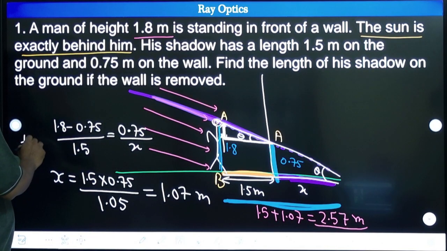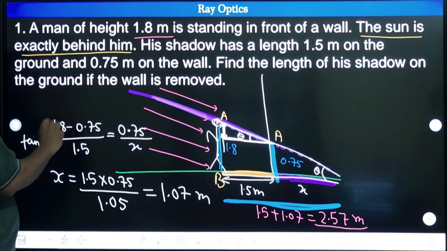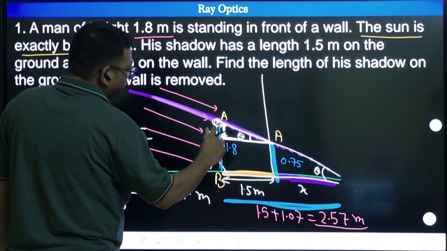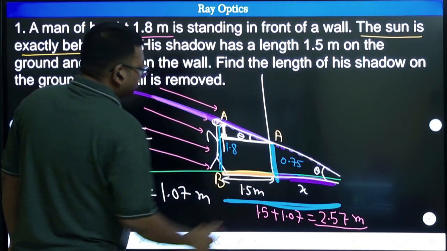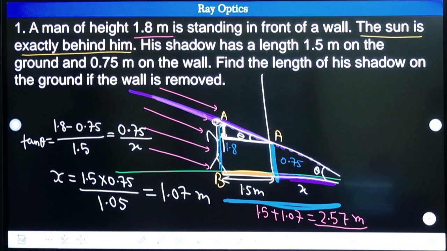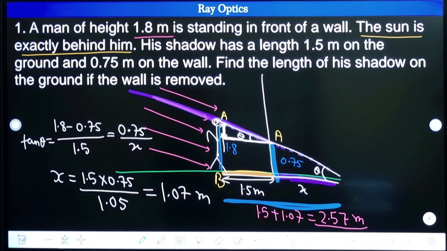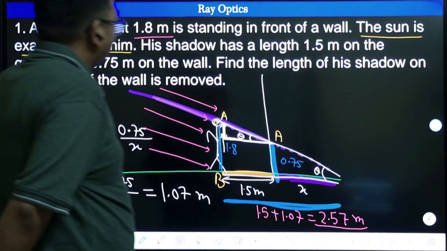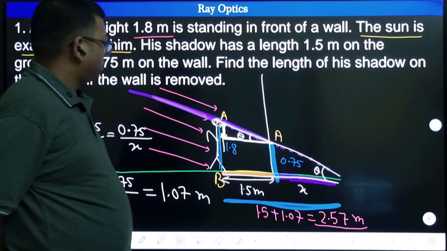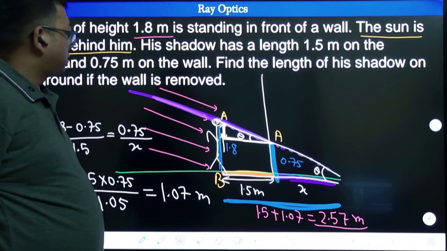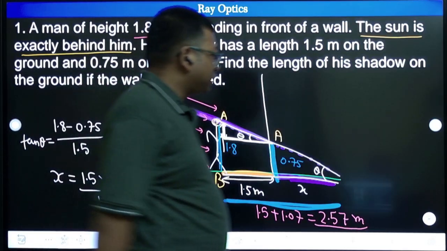This is what is tan theta. This is tan theta only. This tan theta is in the big triangle here. This minus this divided by this line and this. Yes, you can do this calculation. Okay, fine. That can be done. Done. So let us move on to the next.